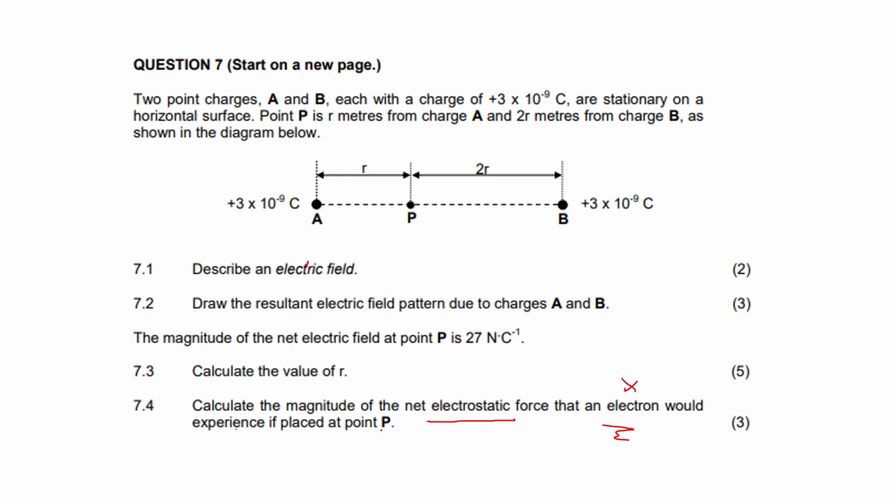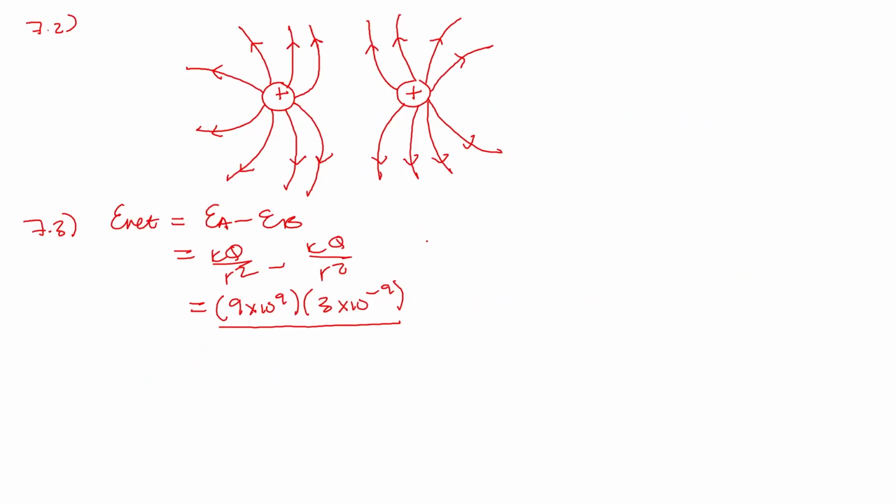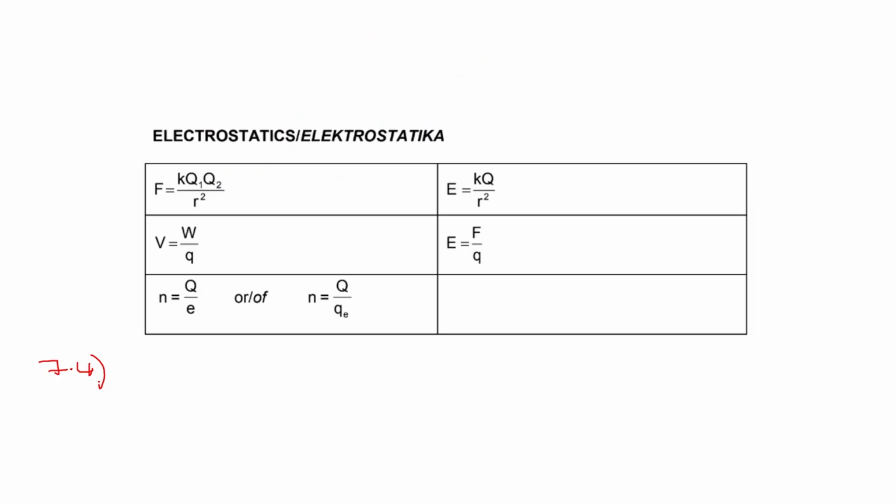Then in 7.4, they want us to calculate the net electrostatic force that an electron would experience if placed at point P. So if they put an electron at point P, what is the net electrostatic force that it will experience? There are two ways you can do this. I'll show you the easy way. They want an electron, so we can just use this formula.